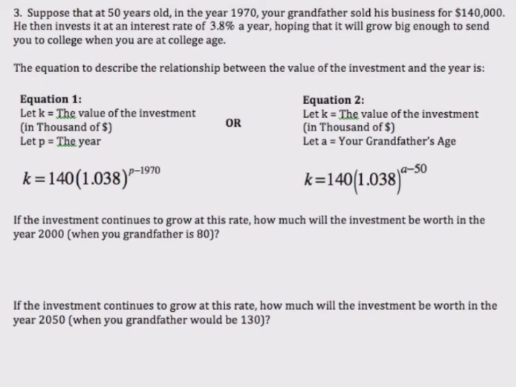In the first equation, we actually have the variable P representing the year. The variable K represents the value of the investment. In equation 2, we still have K. It also represents the value of the investment. But then we also have a variable A, which doesn't represent the year. It represents your grandfather's age.